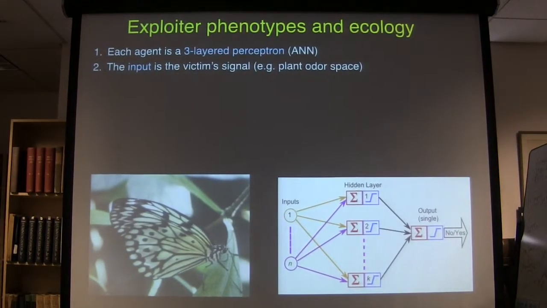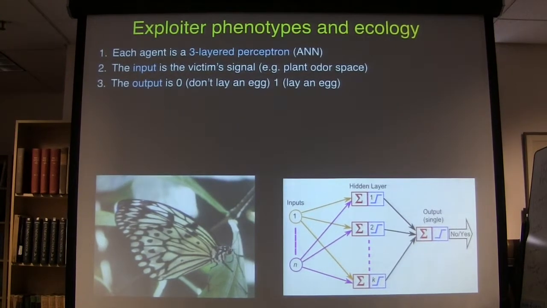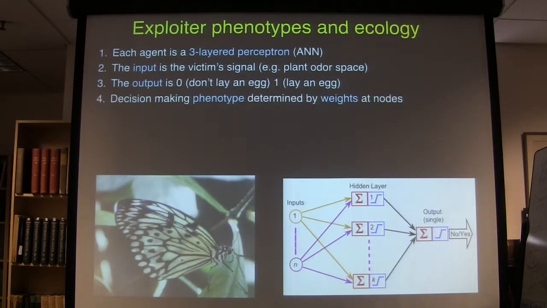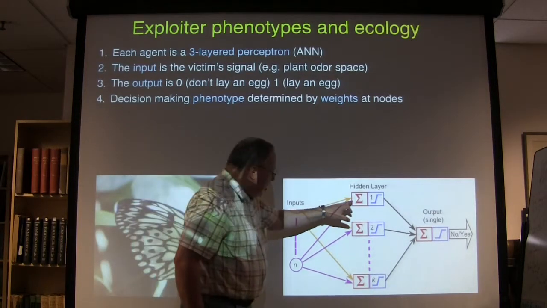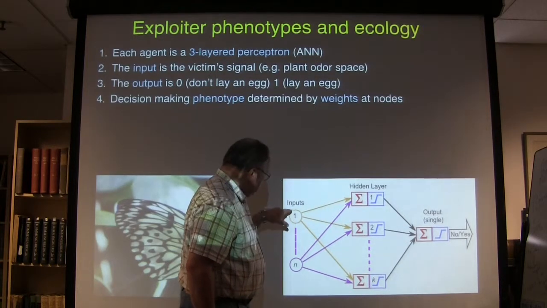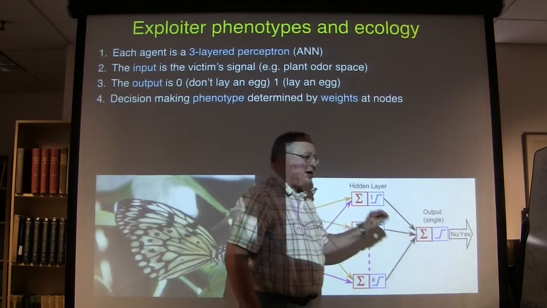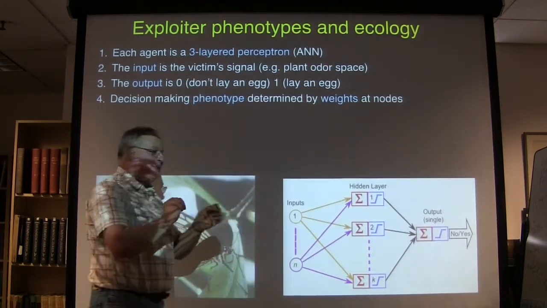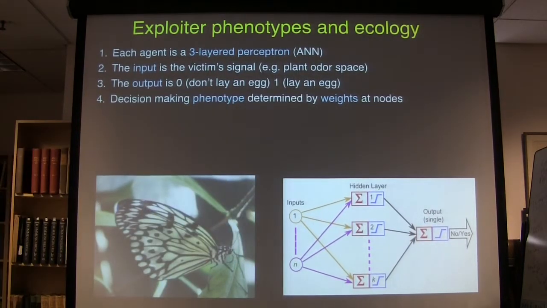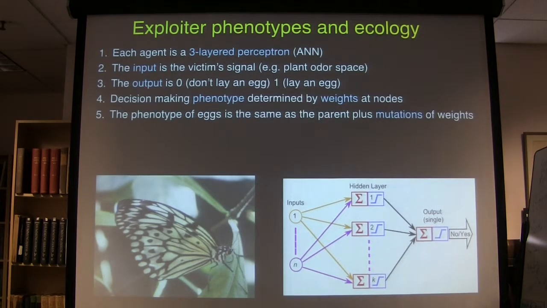So basically the input is the victim signal, the output is don't lay an egg, or lay an egg, in the context of, say, flies exploiting hawthorn versus apples. And the decision-making phenotype depends on the weights that we don't see here: you take the signals, you take a weighted sum. Those numbers are the things that we play around with. Those are the parameters, and those are the things that we change in a genetic algorithm.